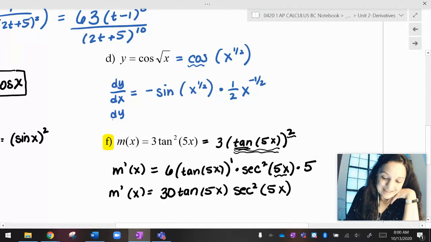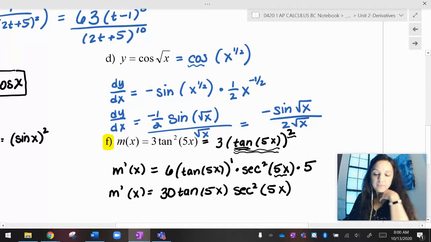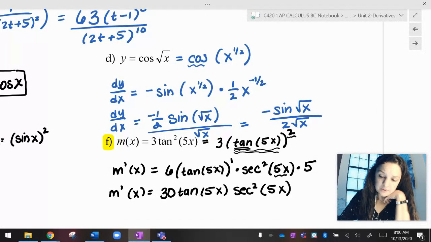So if I want to condense this a little bit to make it look nicer, that's a negative 1/2 sine root x. And then really it's divided by root x, which is kind of negative sine root x all over 2 root x. Whatever of those you're comfortable with is fine with me. Okay, so there's a couple derivatives.